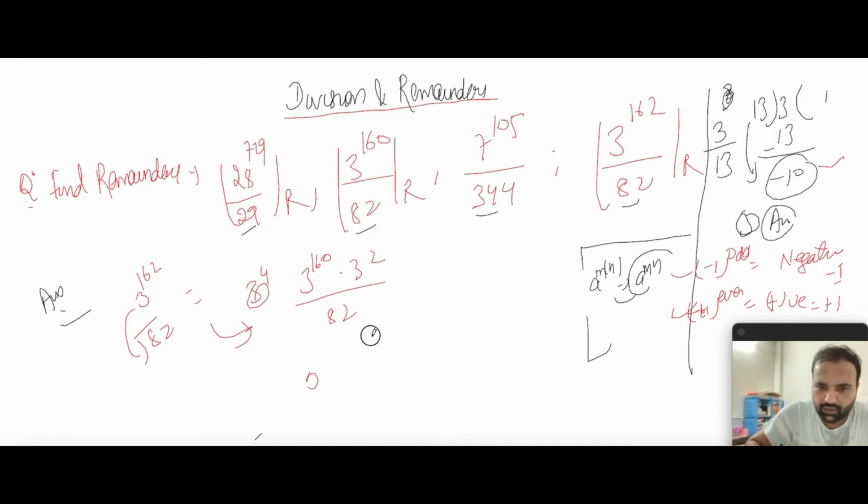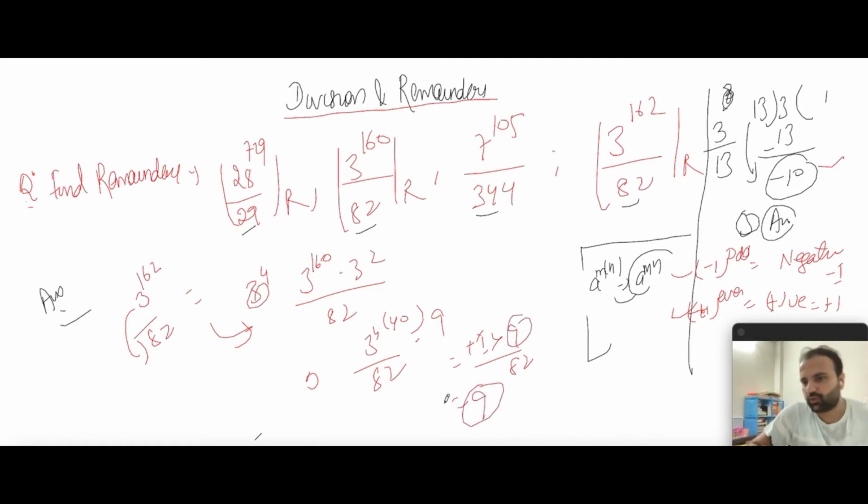So again, 3 over here, we can write this way into 82 into 9. So this part, 81 by 82, would be -1 to the power 40, so it will be +1, and we have 9 by 82. So 9 by 82, again 9 in itself is a remainder, so we would have 9 over here.